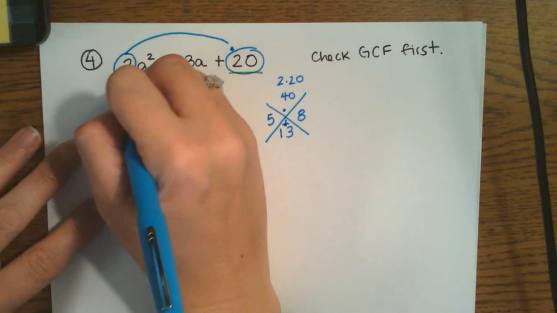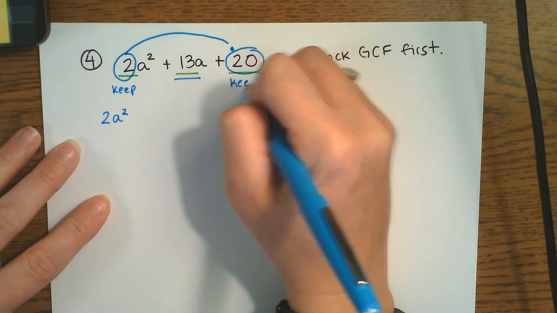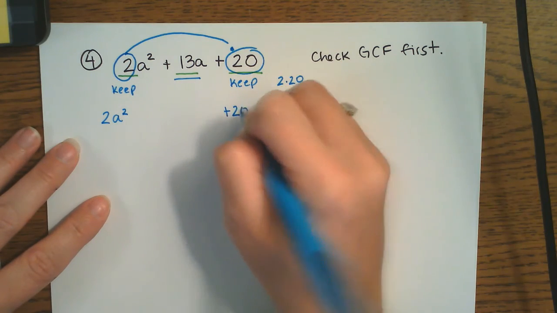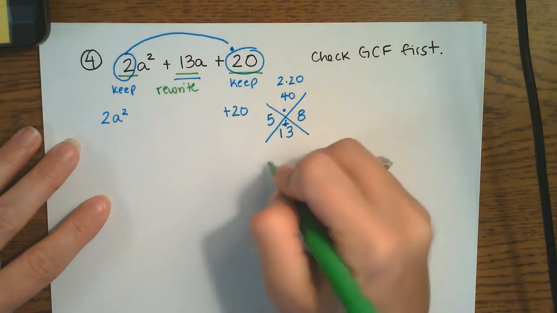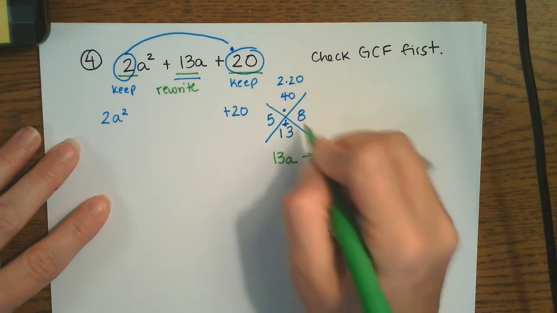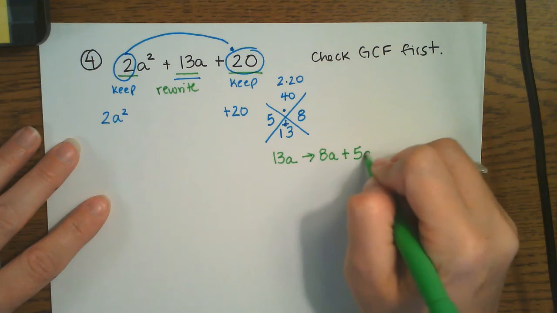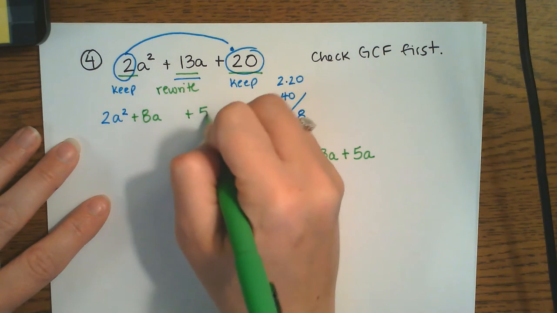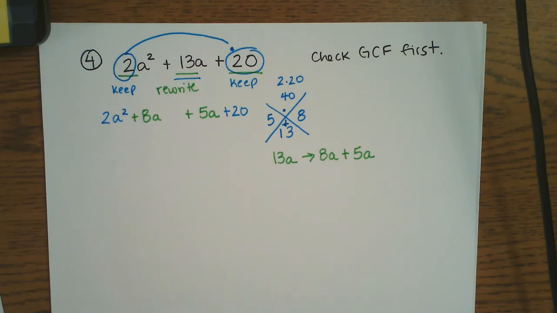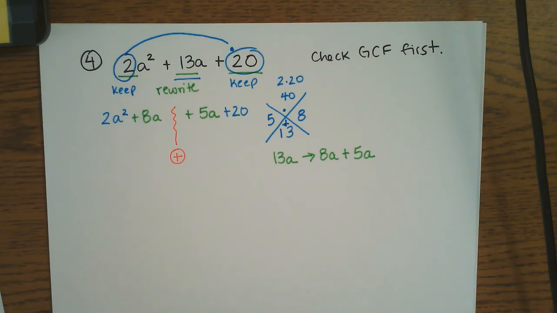We keep the first number the same. We keep the last number the same. And we rewrite the middle. We're going to rewrite 13a using, I'll put the bigger number first, so 8a plus 5a. I split it down the middle with a plus sign, and we're going to divide out the common factor.